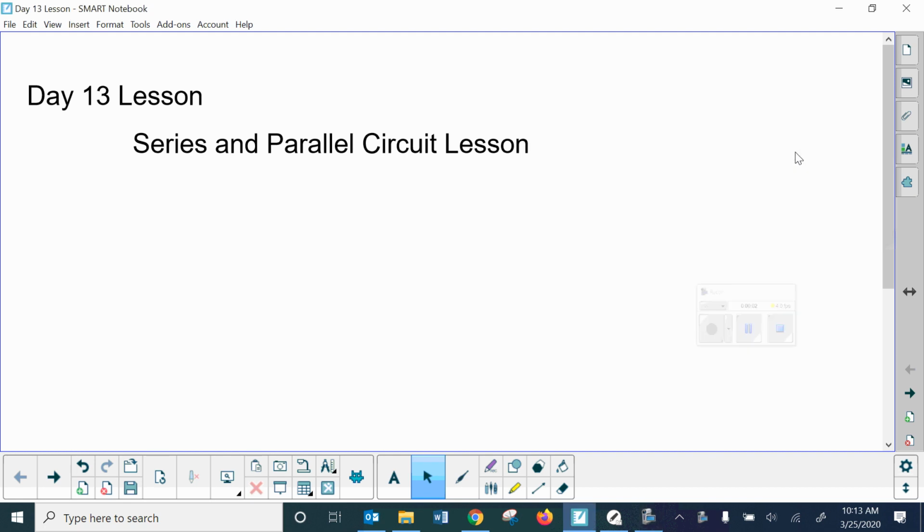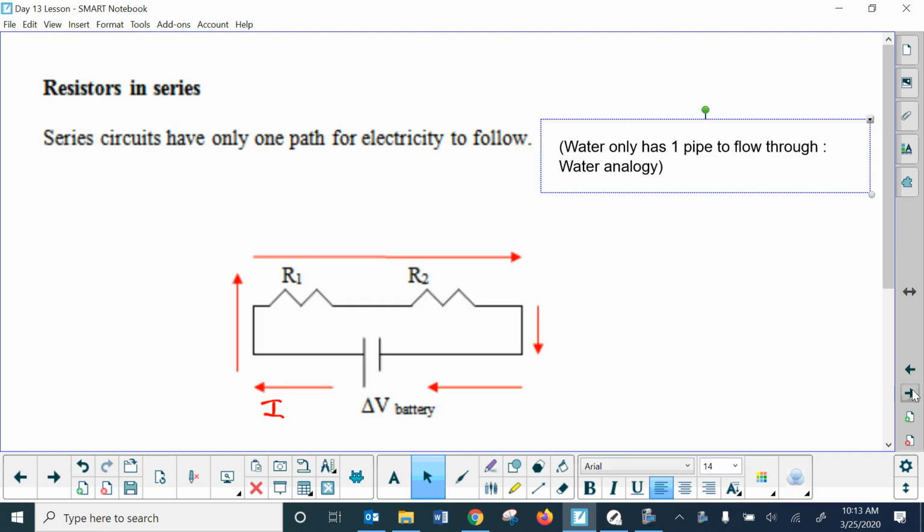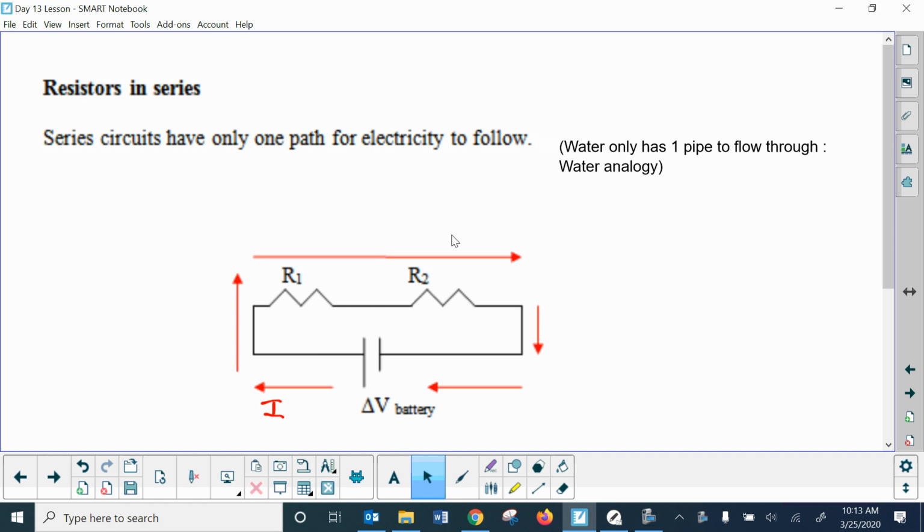All right, so for the last lesson of the semester, it's series and parallel circuits. The first idea we're going to talk about is circuits that have resistors in series, or everything's in series. So a series circuit only has one path for electricity to follow. This red arrow going around is the current, and that is represented by I.